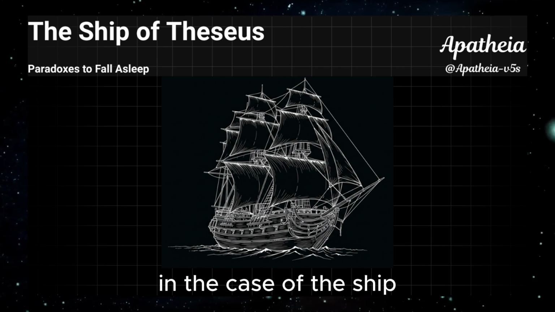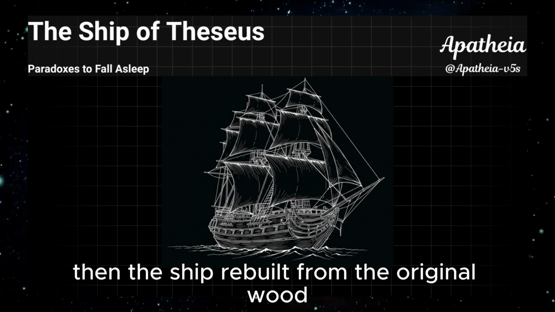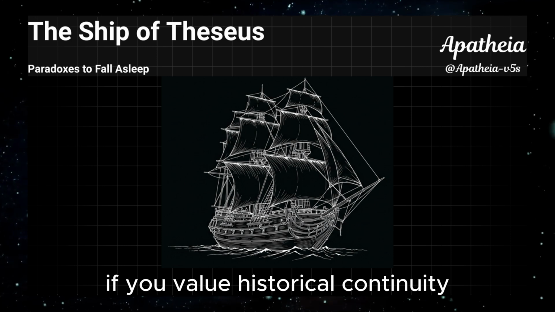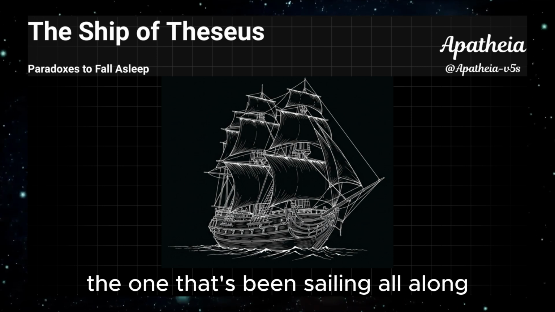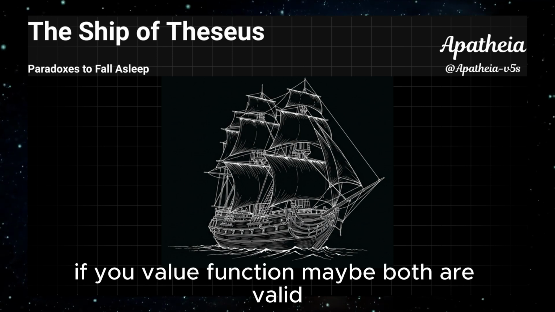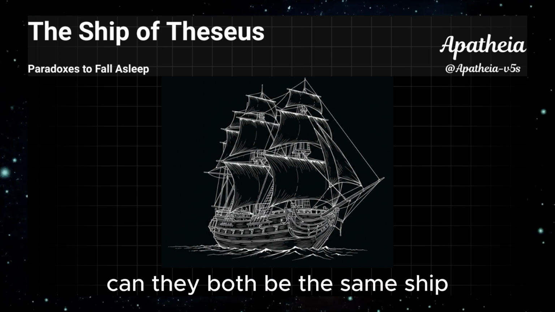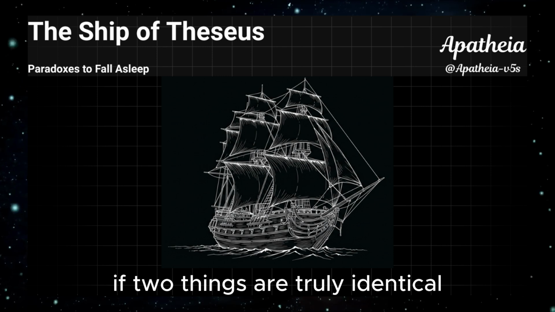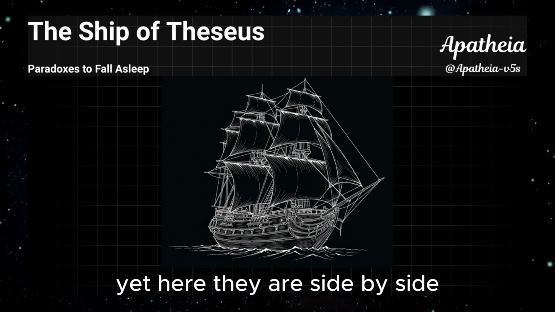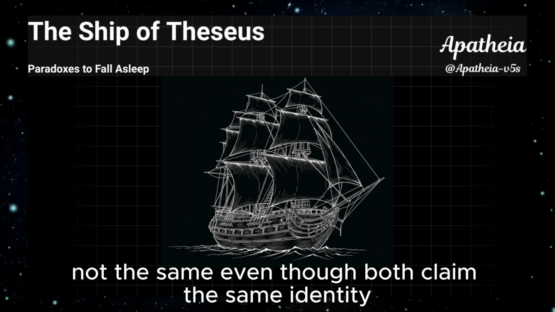In the case of the ship, if you value material continuity, then the ship rebuilt from the original wood might be the real one. If you value historical continuity, then the maintained ship, the one that's been sailing all along, is the true successor. If you value function, maybe both are valid. But if both ships exist at once, can they both be the same ship? If two things are truly identical, shouldn't they be indistinguishable? Yet here they are, side by side, not the same, even though both claim the same identity.